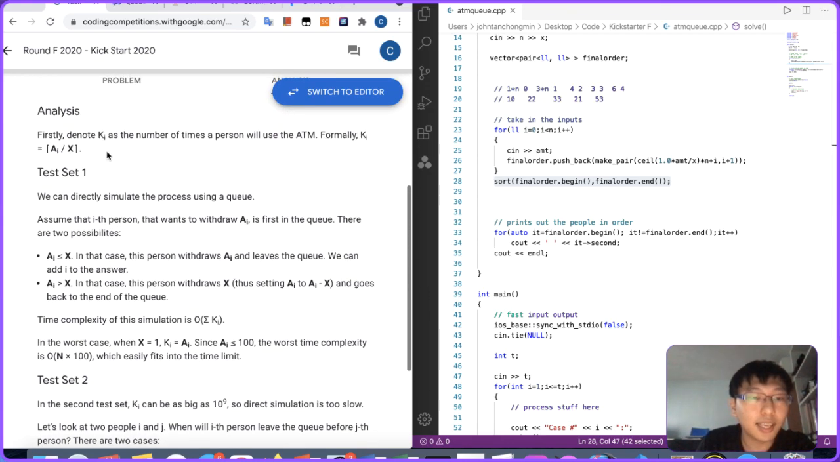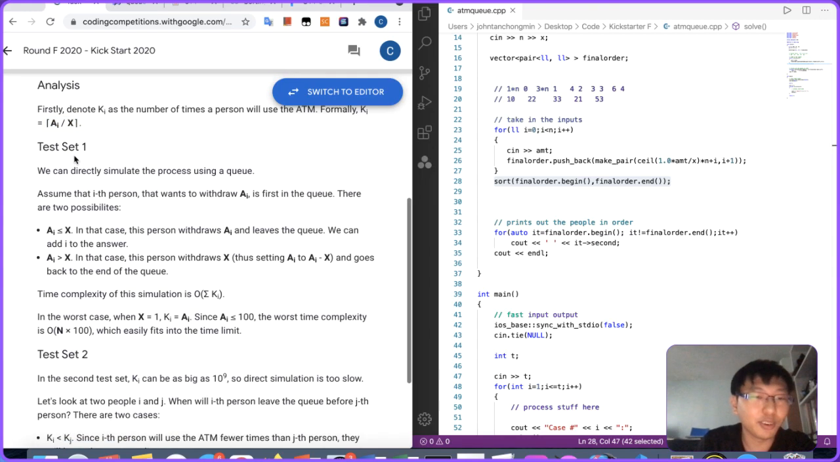So ki is the number of times the person will use the ATM. Very good. Great, I think like you. All right, that's great.